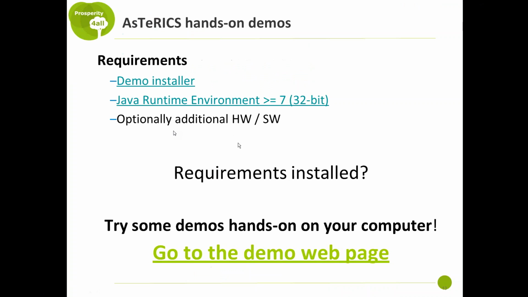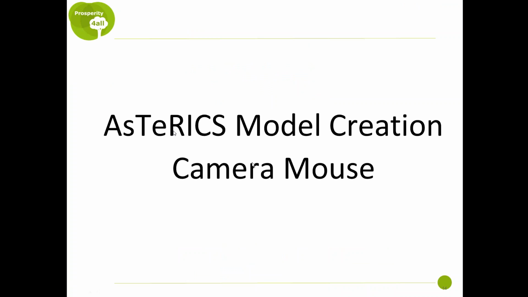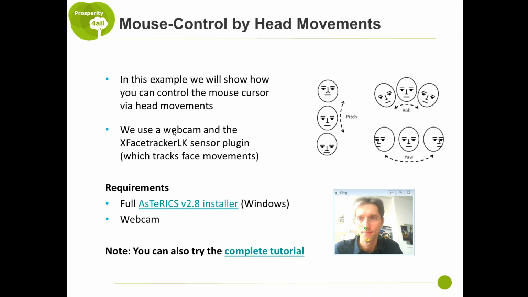Okay, then now let's go on to the camera mouse model creation. In this example, we will now see how you can create such a solution on your own with the ACS. If you want to do it on your own, you need the full AsTeRICS version 2.8 installer for Windows, and also you will need a webcam. There's also a complete tutorial that you can find here.